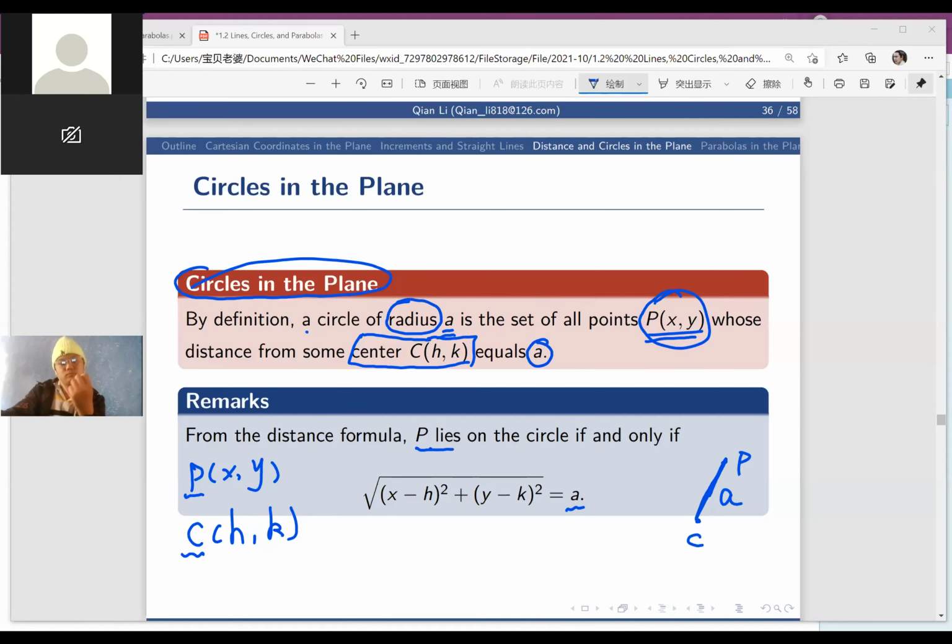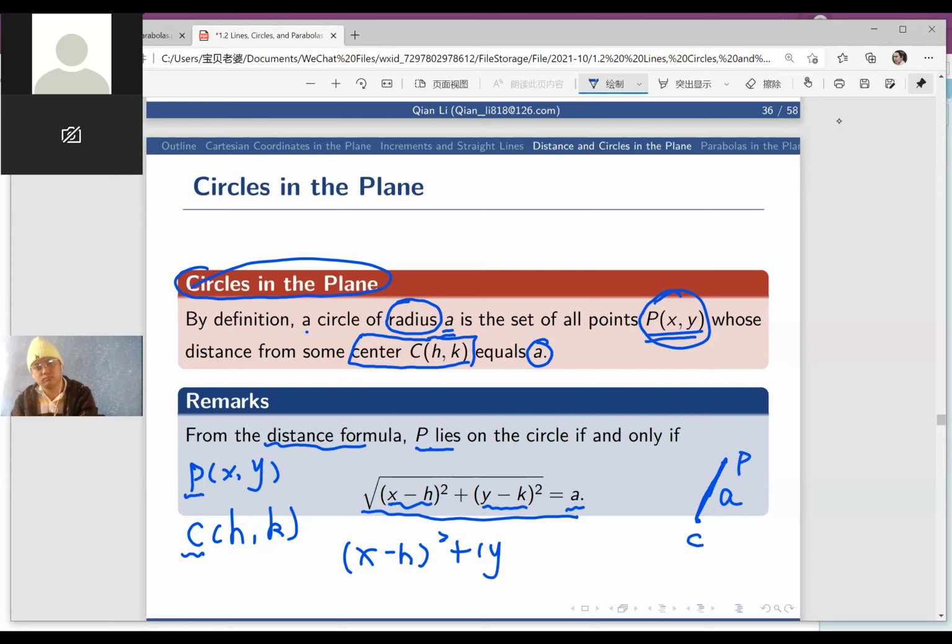The distance between point P and C will be equal to A. So from the distance formula, we get the square root of (x minus h) squared plus (y minus k) squared is equal to A. When we square both sides, we get (x minus h) squared plus (y minus k) squared is equal to A squared, right? And then we can get this.